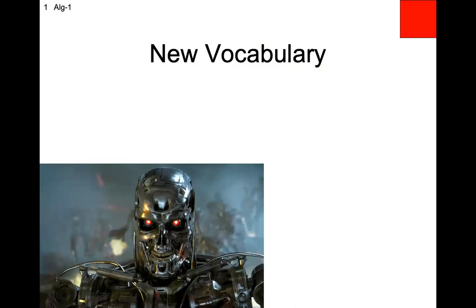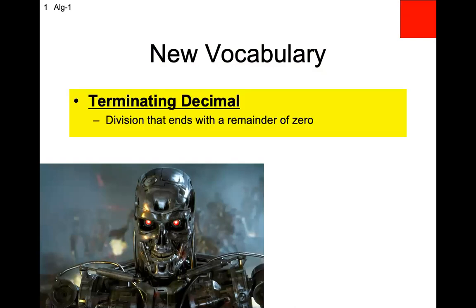So remember, we're talking about decimals. The first type of decimal is called a terminating decimal. A terminating decimal is a decimal number where, if you do the division that turns that rational number, the fraction, into a decimal, you eventually get to a remainder of zero. In other words, the decimals stop. They don't continue on forever, like pi, or like a repeating decimal.